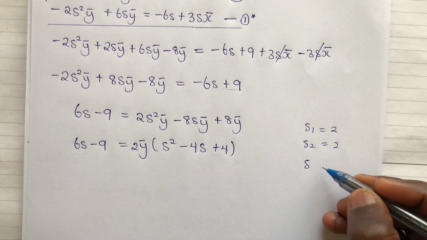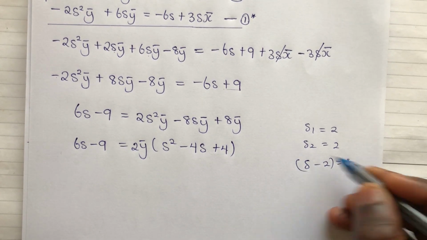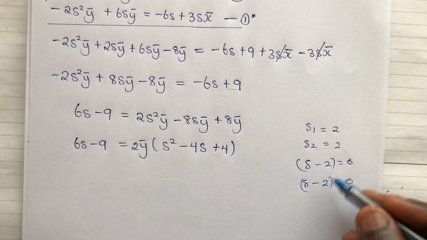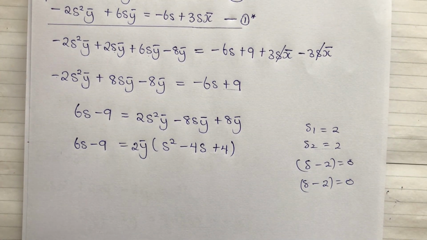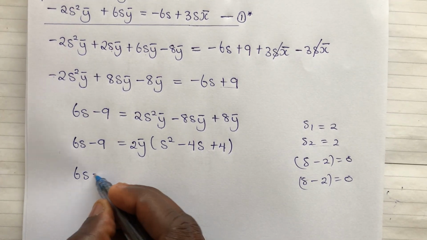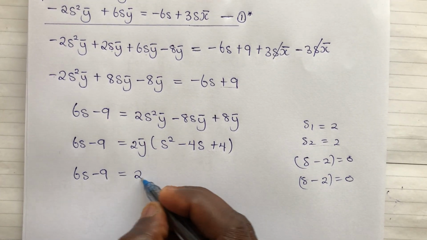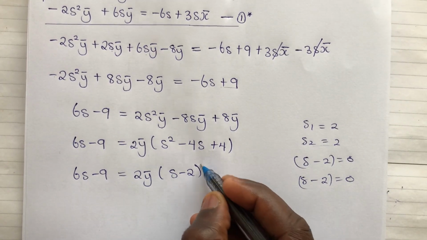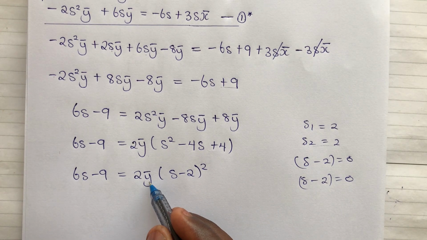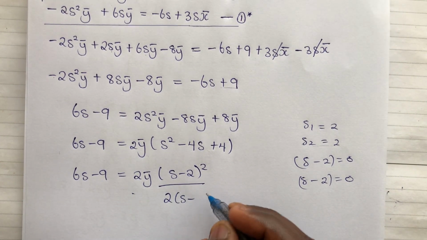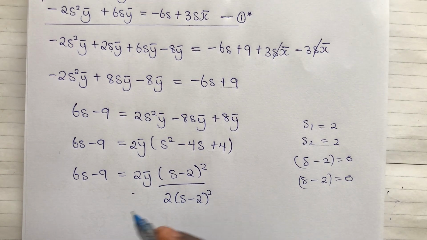So when we cross this, we have S minus 2 equal to 0. Then this one, S minus 2 equal to 0. So this is a repeated factor giving us S minus 2 all squared. So we can substitute it here. So we have 6S minus 9 giving us 2y bar into bracket S minus 2 all squared. Now we need to make y bar the subject. So we divide through by what? 2 times S minus 2 all squared.